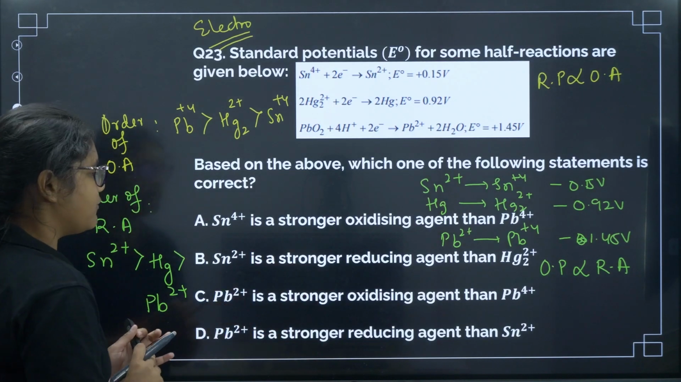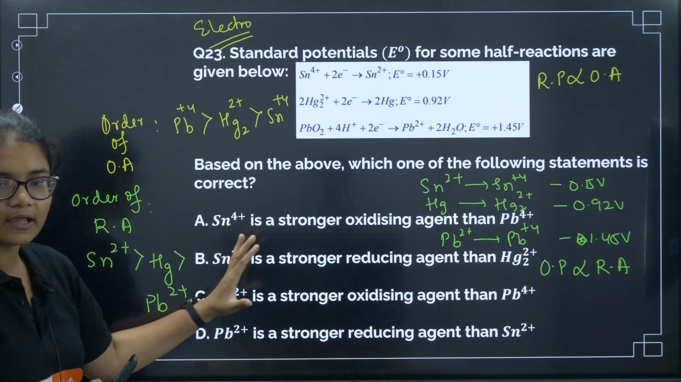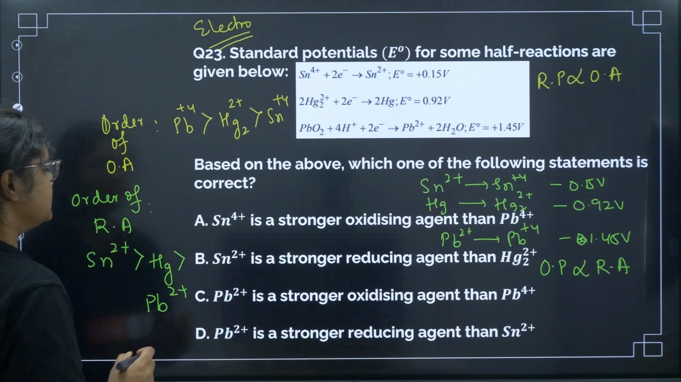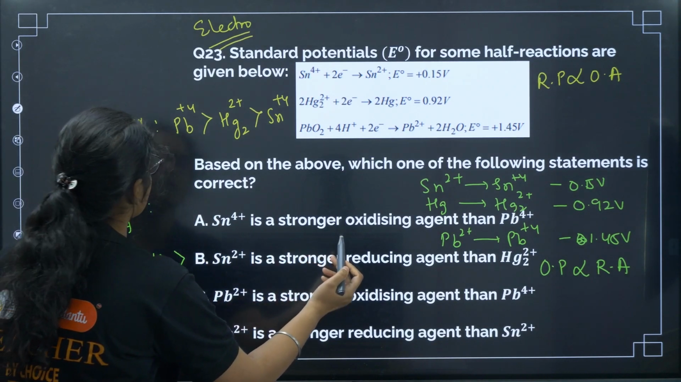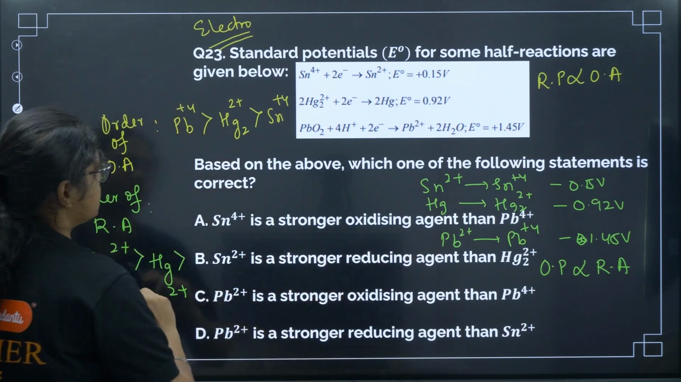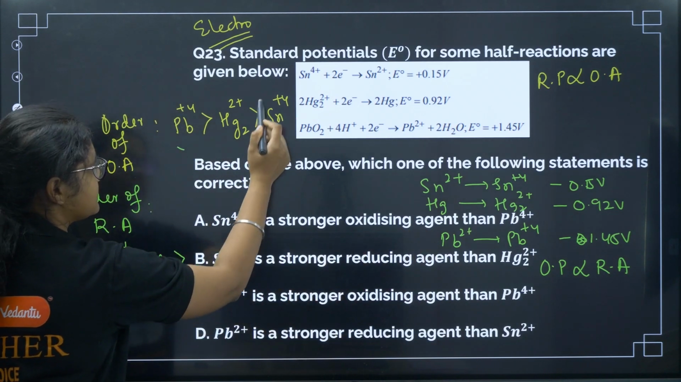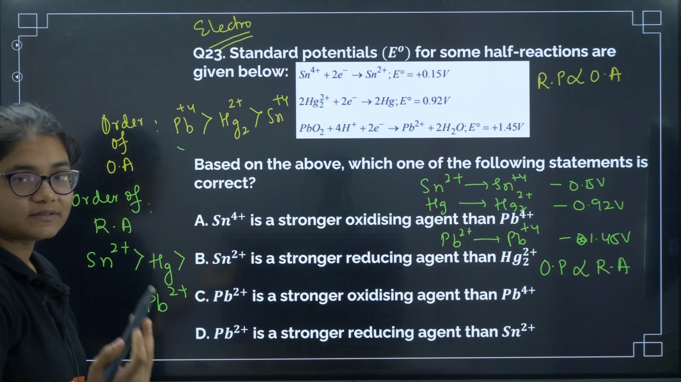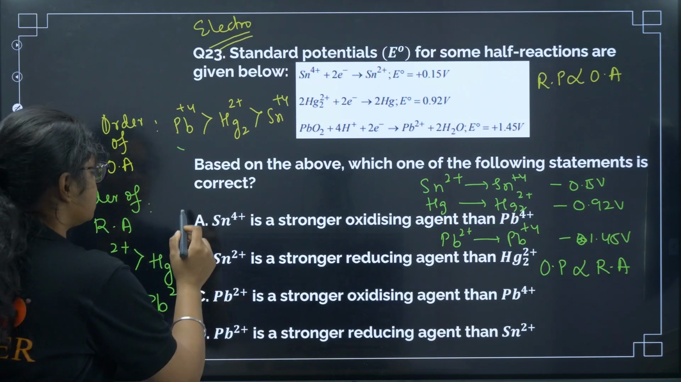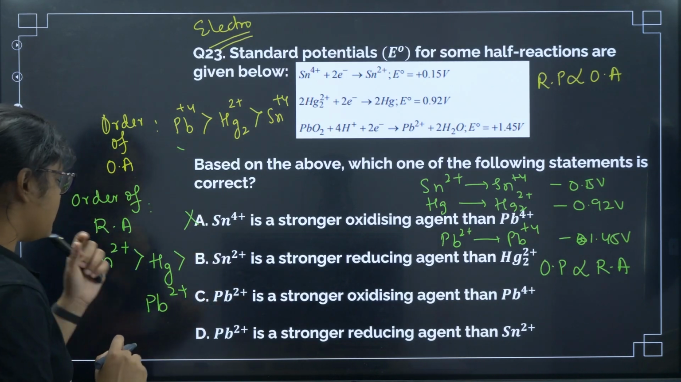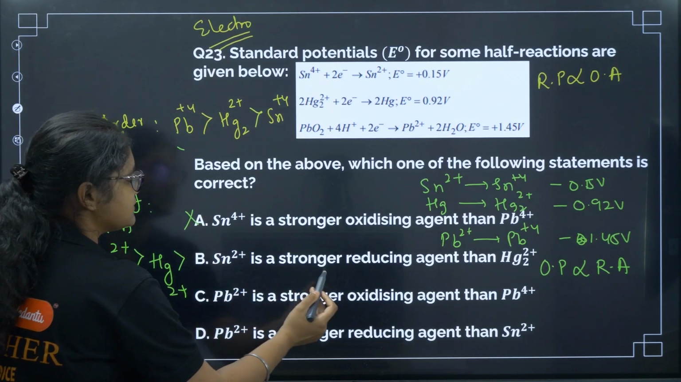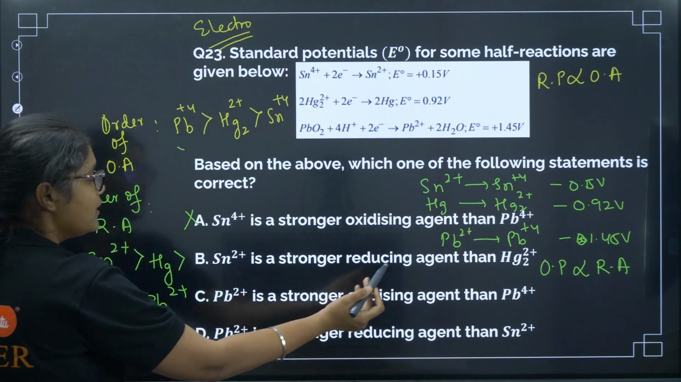Okay, so now after understanding these 2 orders, we can come to the options. The first option is Sn4+ is a stronger oxidizing agent than Pb4+. So we have seen the order already. Sn4+ is a weaker oxidizing agent than Pb4+. So this statement is incorrect. Now coming to the next one, Sn2+ is a stronger reducing agent than Hg2.